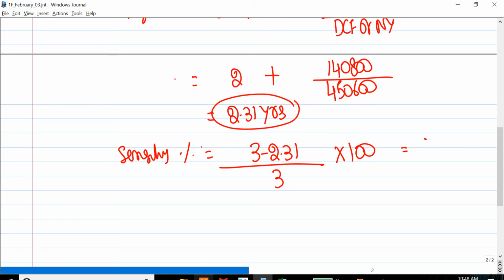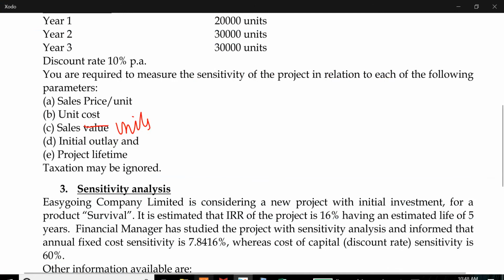The answer is 23%. So we can accommodate a 23% fall in life. They have just asked for the sensitivity. They have not asked us to give comments.